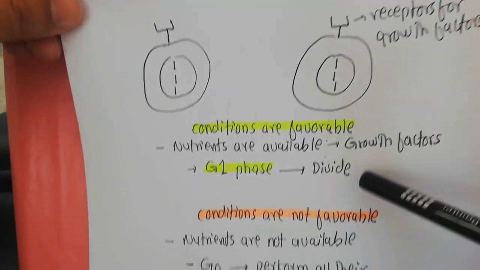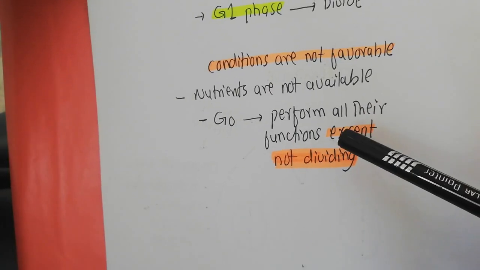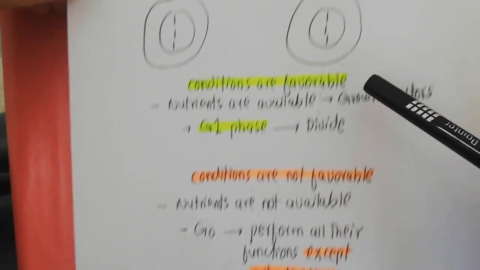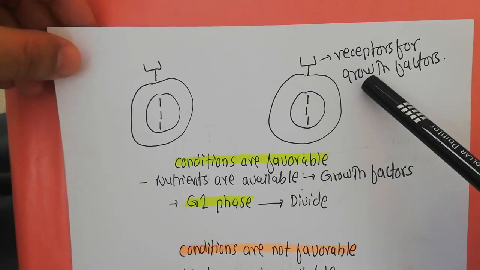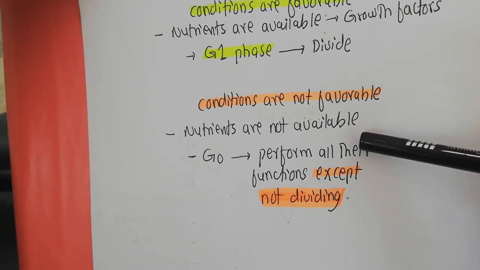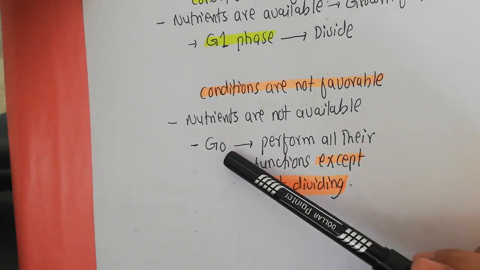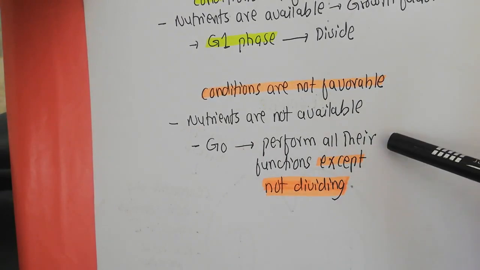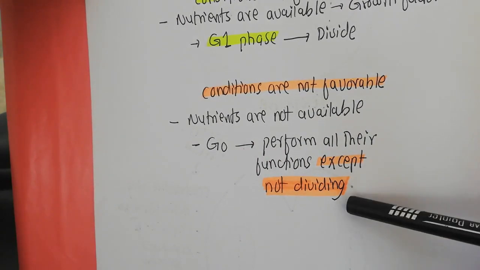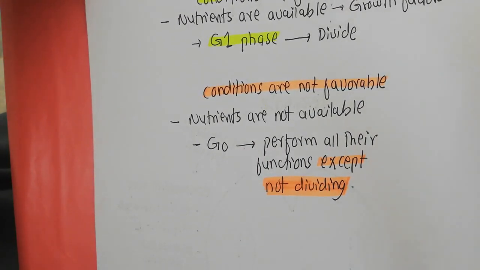If the conditions are not favorable, that means the growth factors are not available, so they are not going to bind to the growth factor receptors, and the cell is going to move into the G0 phase. It is going to perform all of its functions, except it is not going to divide. We'll continue this in the next video.